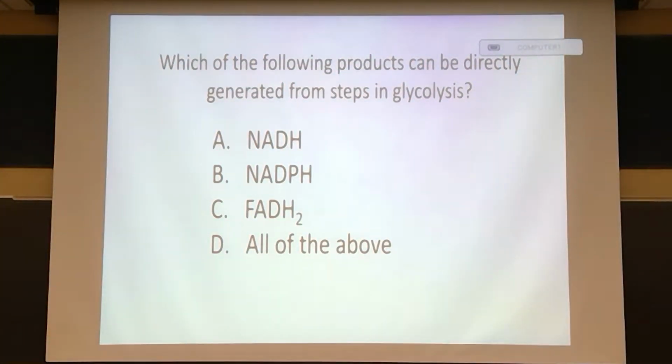Your first question: which of the following products can be produced directly from glycolysis? NADH, NADPH, FADH2, or all of them. Another way of saying this: which of these could possibly be a product of any of the 10 steps of glycolysis?